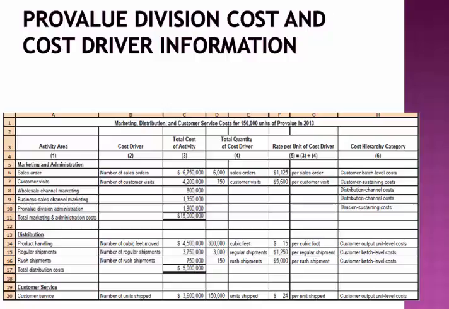So we had $4.5 million related to product handling, and based on what all we moved during the period, we calculated 300,000 cubic feet were moved. We can take the $4.5 million of cost and divide it by cubic feet and get $15 per cubic foot. So we're going to be measuring the number of cubic feet of product by customer and using this $15 to help us calculate what it cost us in distribution regarding product handling.